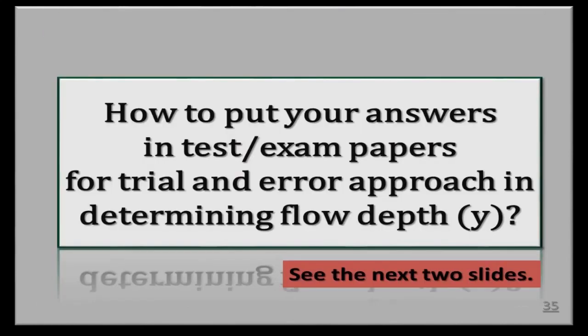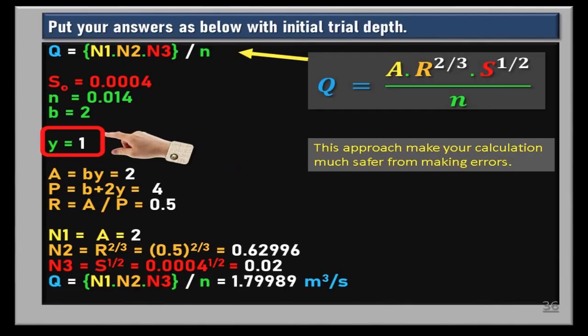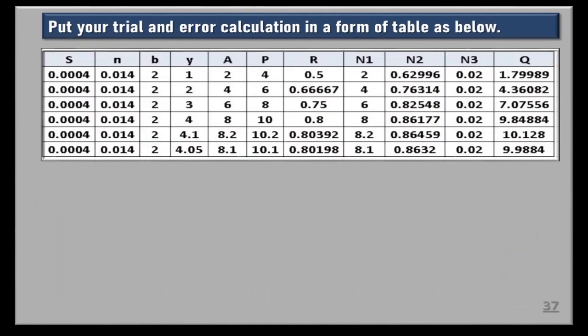How to put your answers in test or exam papers. For the trial and error approach to find depth Y, see the next 2 slides. How to put your answers in test papers. In your test papers, put your answers as below, with initial trial depth. Also, in your test papers, put your trial and error calculation in the form of a table, as below.